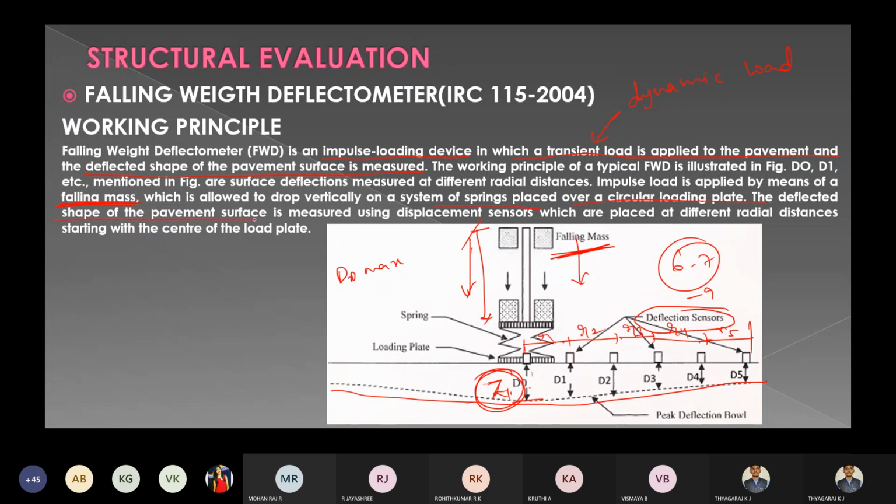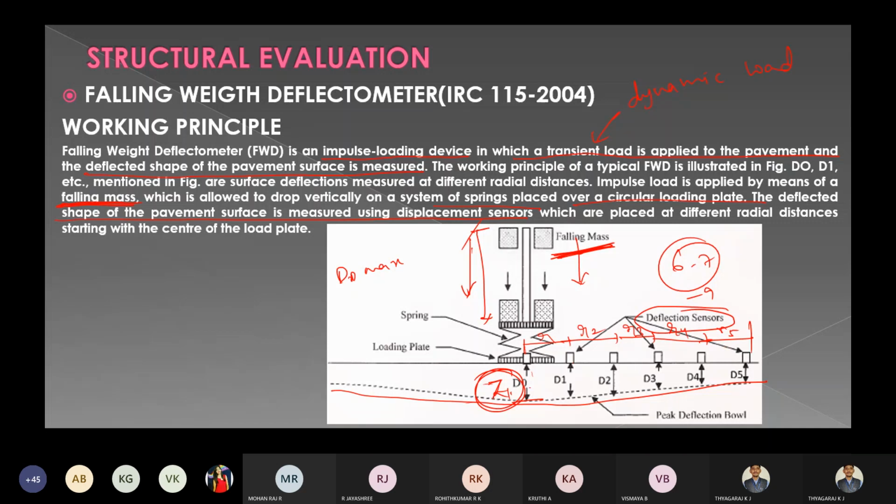The deflected shape of the pavement is measured using displacement sensors. As I told, displacement sensors or deflection sensors will be available. Using the deflection sensors, we are going to record how much deflection takes place because of this free falling weight at a radial distance.